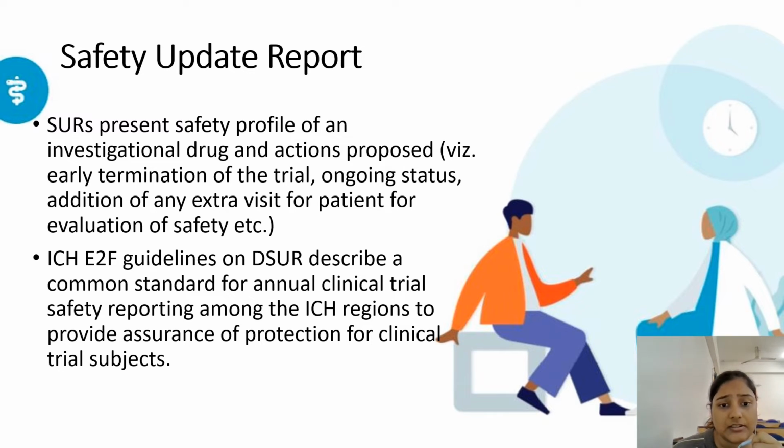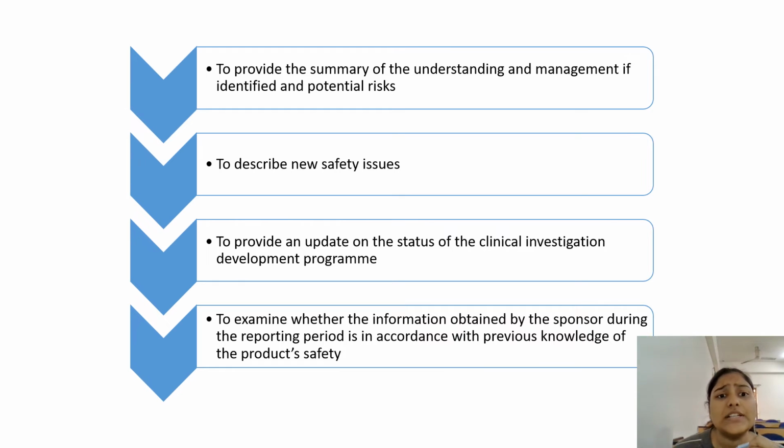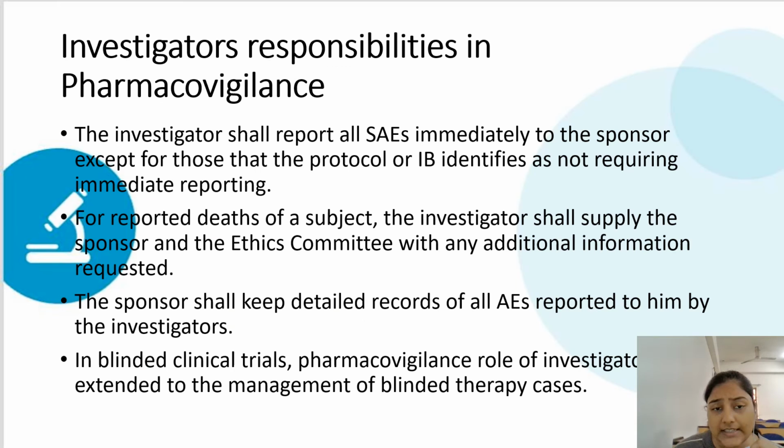ICH E2F guidelines on DSUR describe a common standard for annual clinical trial safety reporting among the ICH regions to provide assurance of protection for clinical trial subjects. So the first point is to provide a summary of the understanding and management of identified and potential risks, to describe new safety issues, to provide an update on the status of the clinical investigation development program, and to examine whether the information obtained by the sponsor during the reporting period is in accordance with previous knowledge of the product's safety.